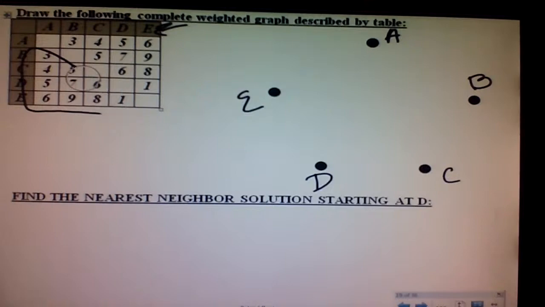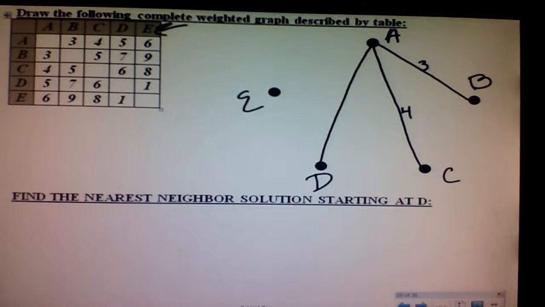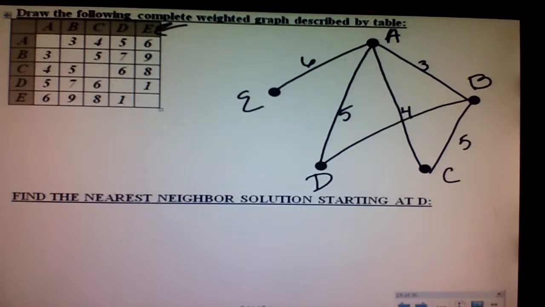Okay. So I need to connect A to every letter. When I go from A to B, what is that weight according to my chart? 3. So I put a 3 there. A to C is 4. A to D is 5. And A to E is 6. Okay, so I did everything leading from A. B, I already connected to A, so that's 3, but I need to go to C. B to C is 5. B to D is 7, and B to E is 9.